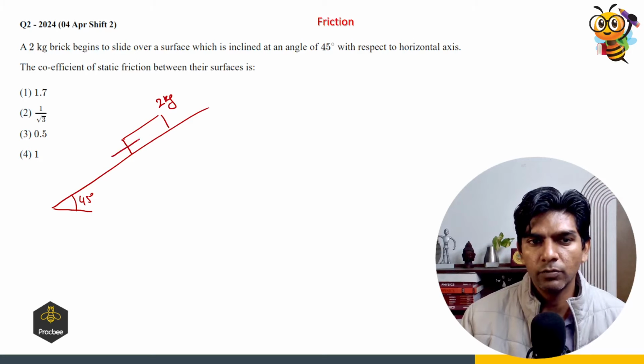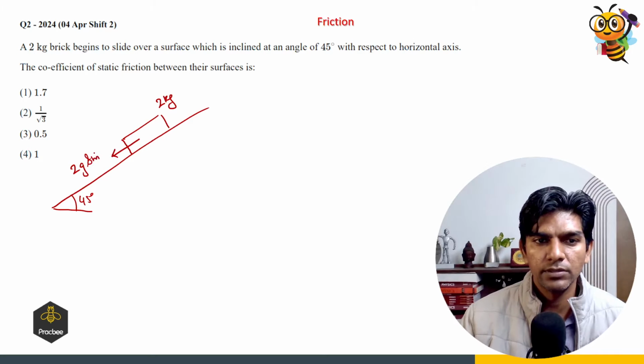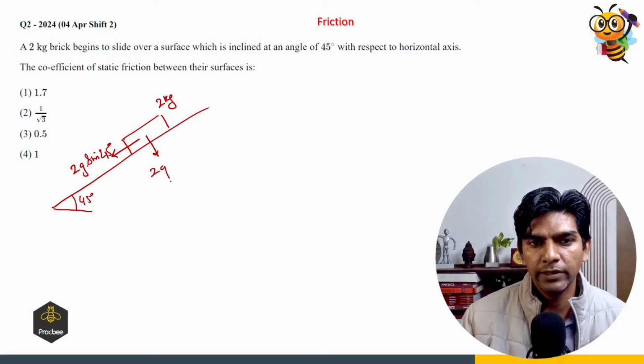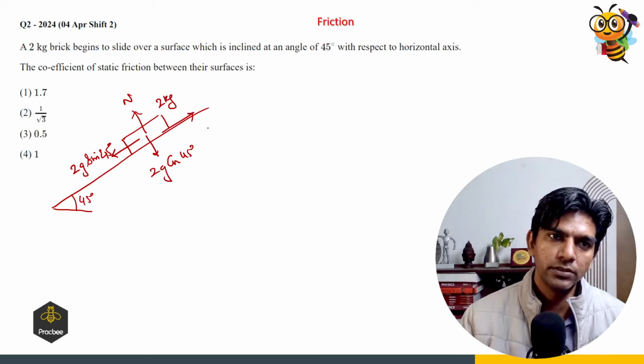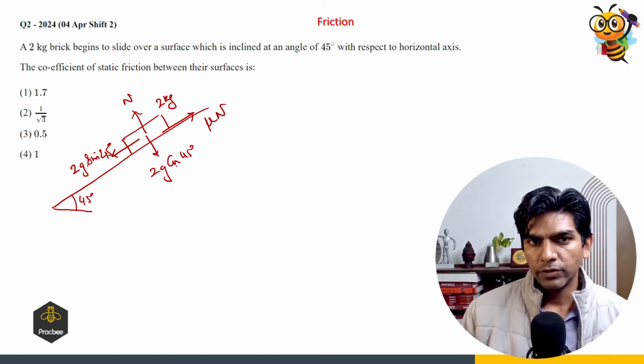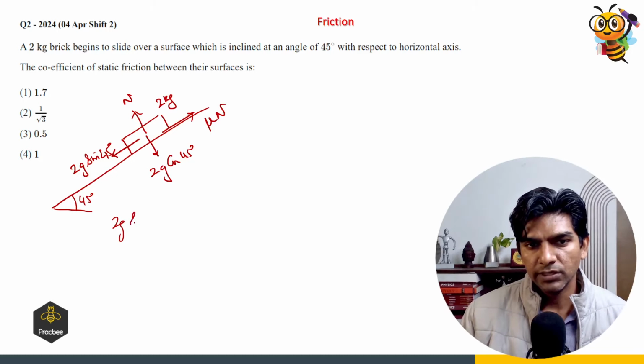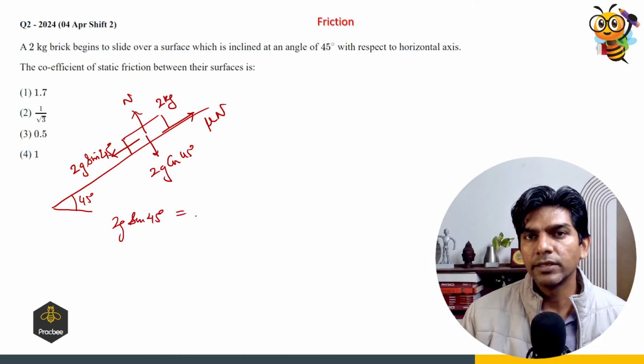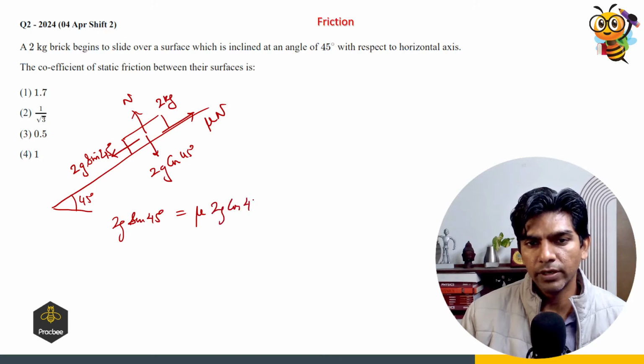So there will be a weight component down the incline, that will be 2g sin 45, and there will be a weight component normal to the incline, that will be 2g cos 45, and normal reaction, and there will be a limiting friction which is mu times N. So when it is on the verge of sliding, 2g sin 45 must be balancing mu N. So N will be 2g cos 45 degrees.